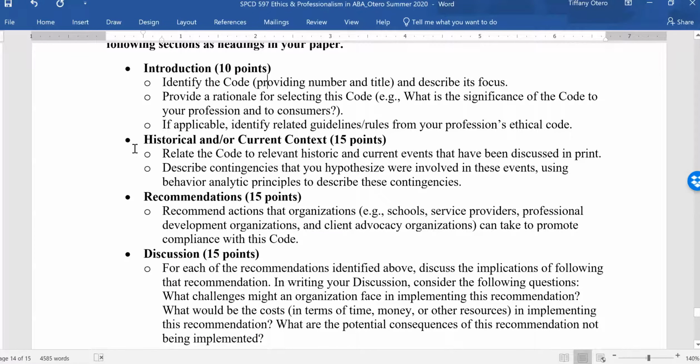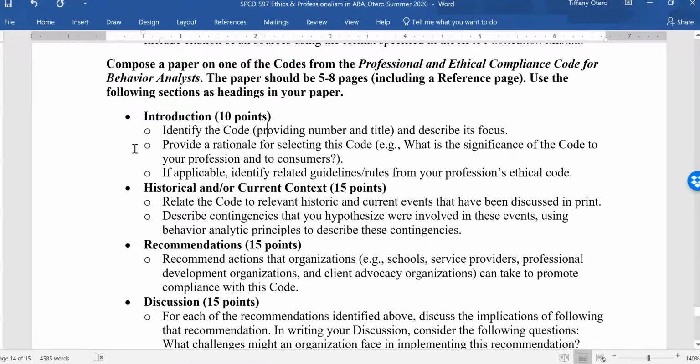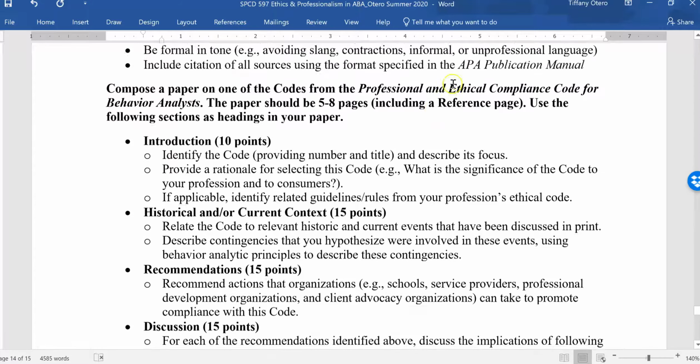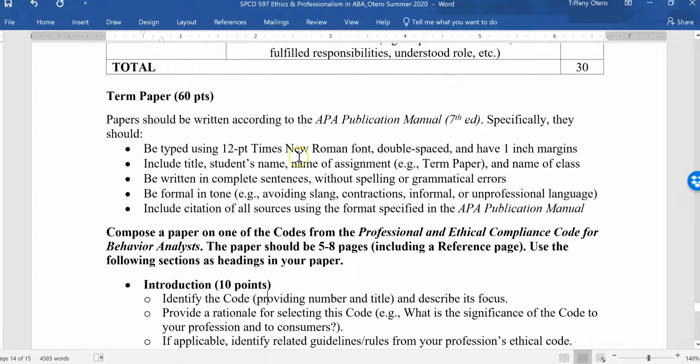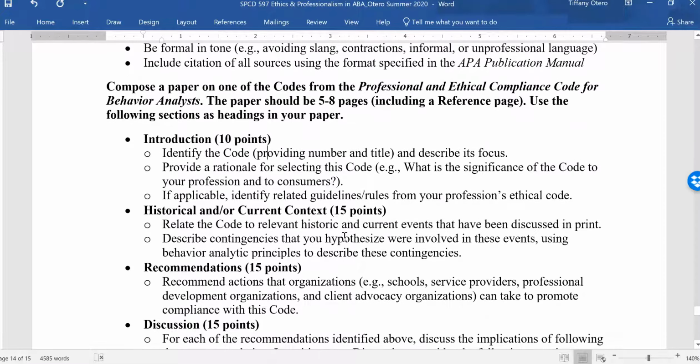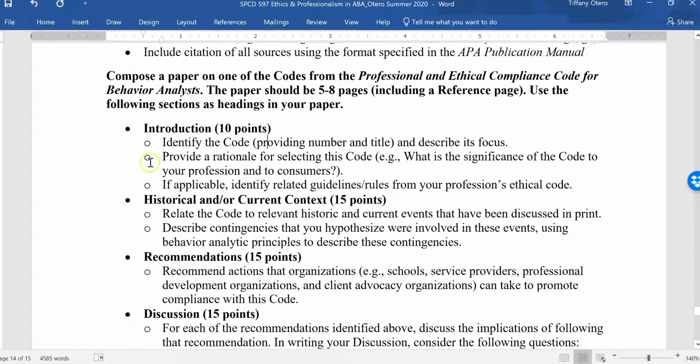In terms of the content, you're going to be going over one of the particular codes in the Professional and Ethical Compliance Code for Behavior Analysts. The paper should be 5 to 8 pages, including the reference page. You do not need a separate title page. You will just include everything at the top of your paper. So please don't do a separate title page. But this does include a separate references page. And it is 12-point font double spaced. So 5 to 8 pages, 12-point font, double spaced, 1-inch margins.